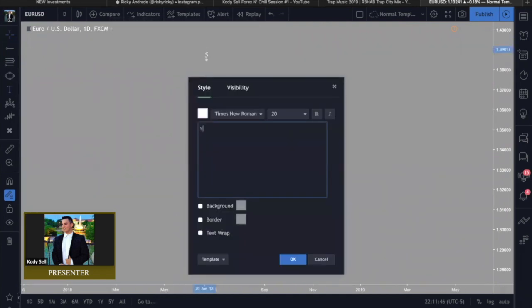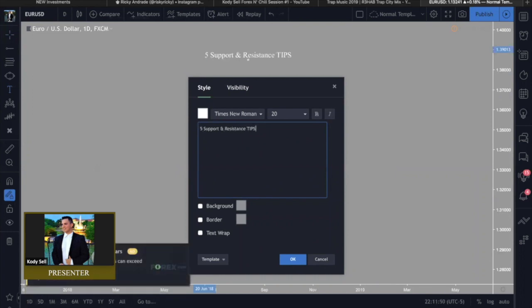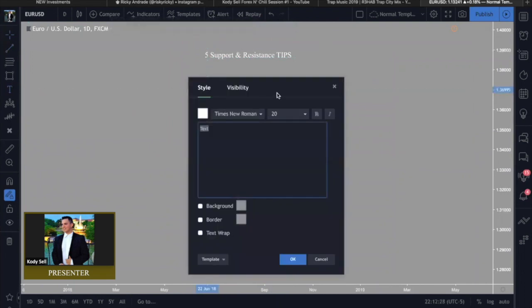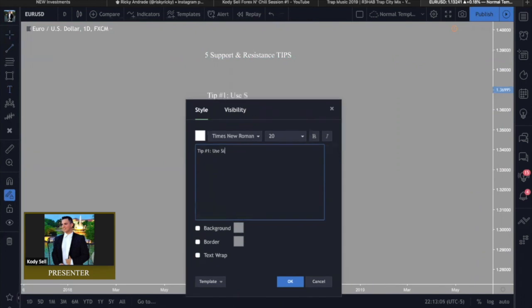So we've got 5 support and resistance tips. All right. So tip number one has to do with identification of your levels. So tip number one is use significant numbers.